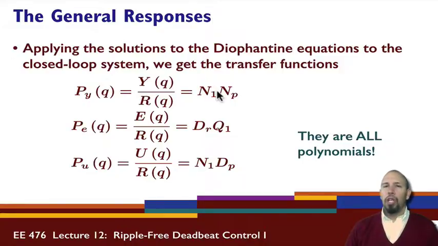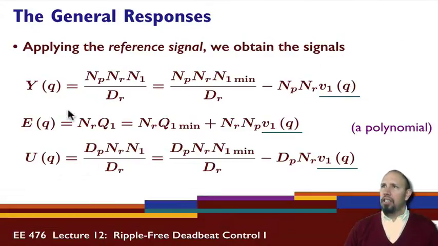And thus, when we look at the signals, so these are the transfer functions, for example, from r to y. Now, when we actually apply r to the system, we get these signals, y, e, and u. We can look at them explicitly. And so notice that in this case, I get this as a function of dr in the denominator. So this actually has poles. And so the poles of the output signal are the poles of the reference signal.